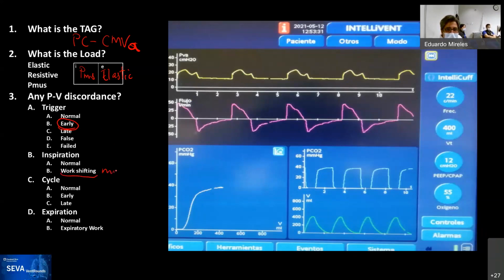And then cycling-wise, I don't see any evidence of early cycling. And if there was, I know it's related to the trigger, so I'm going to go with normal. And then exhalation, I don't see evidence of warm. So I'm going, although the last breath maybe, but normal to minimal.